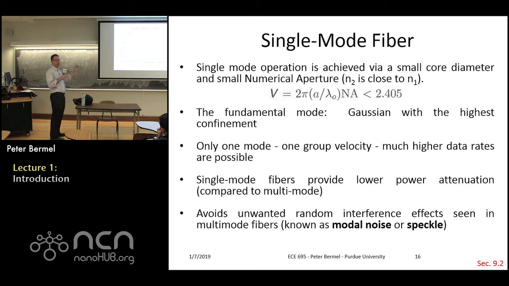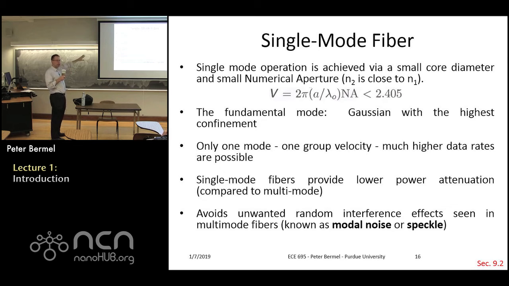But that tells you that there's an upper value of the core diameter. The reason that's important is that it's easier to make larger core diameters, since we're talking about pretty small numbers on the order of the wavelength of light. So if you're in a single mode, you'll get a Gaussian with high confinement.